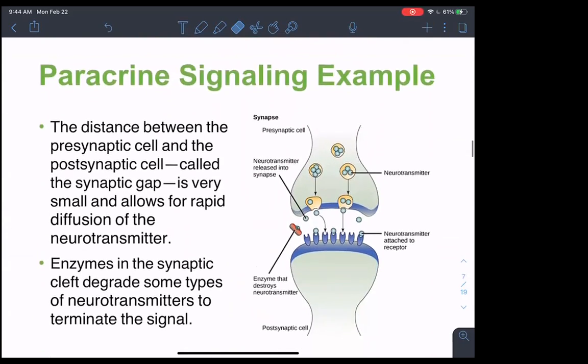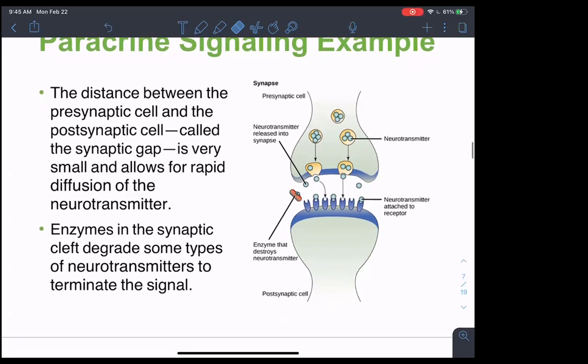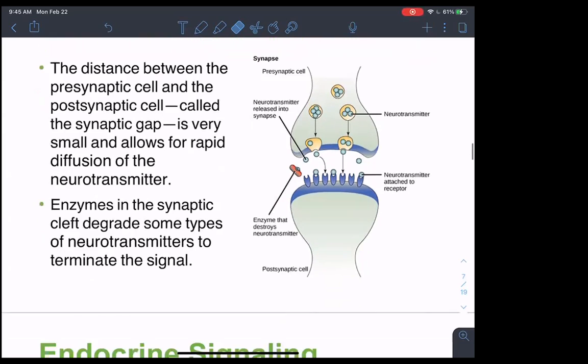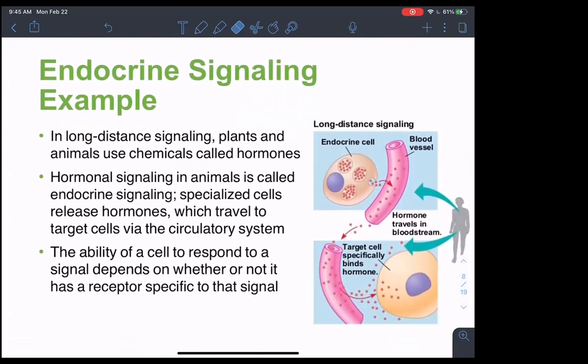Okay, so paracrine signaling example. The distance between the presynaptic cell and the postsynaptic cell is called the synaptic gap. It's very small and allows for rapid diffusion of the neurotransmitter. And so this is a nearby cell, so paracrine. Enzymes in the synaptic cleft will degrade some types of neurotransmitters, and then that will terminate the signal. So that's paracrine.